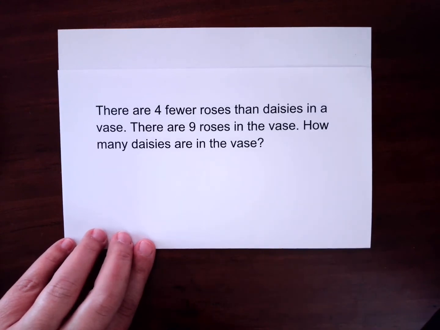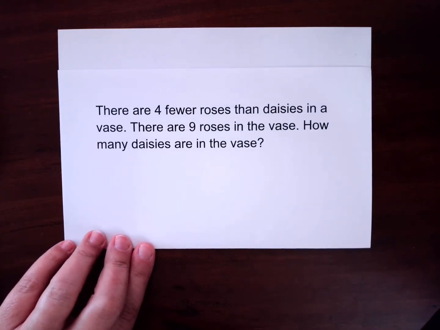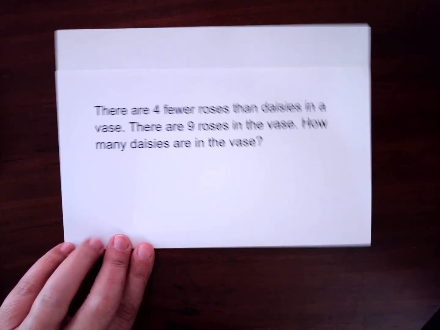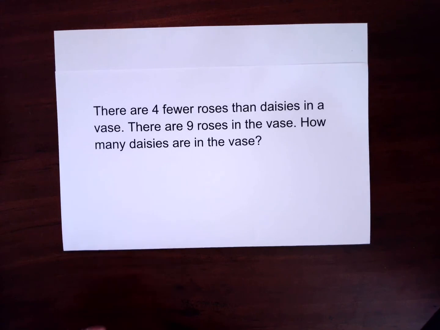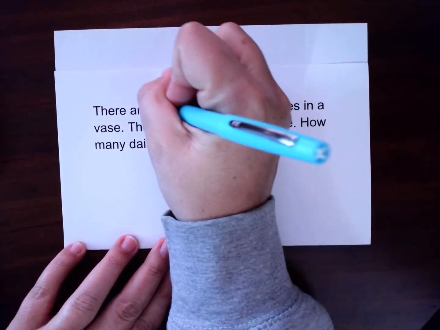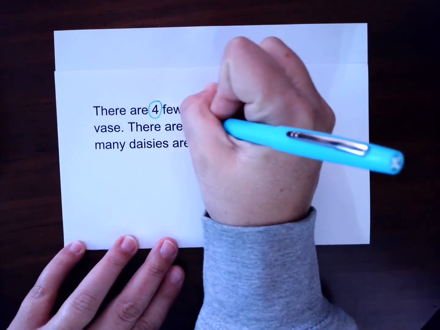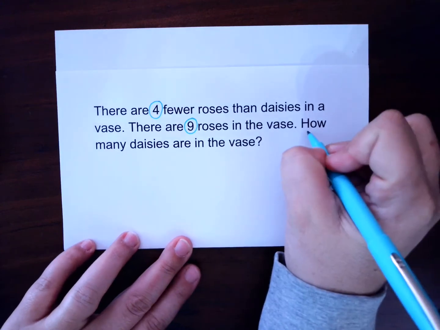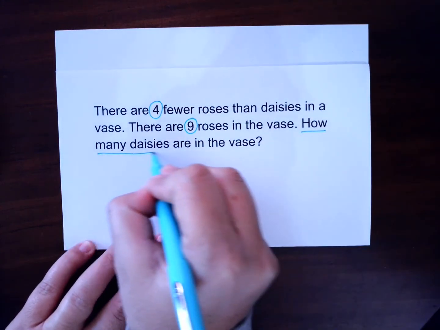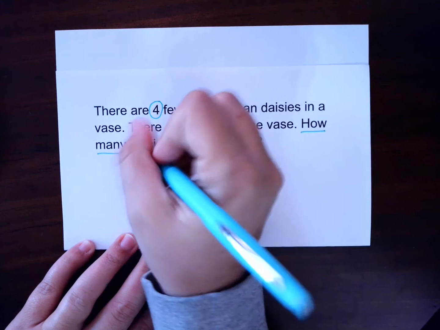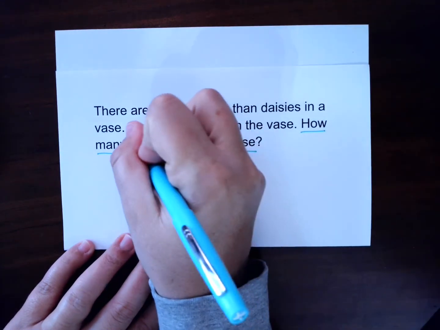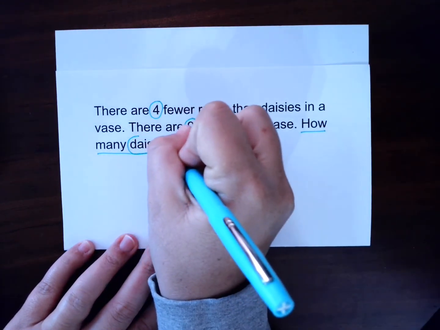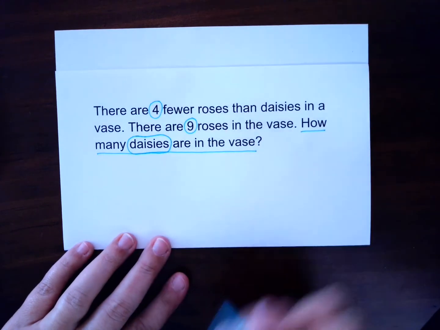There are 4 fewer roses than daisies in a vase. There are 9 roses in the vase. How many daisies are in the vase? So first of all, I'm going to go through and I'm going to circle my numbers. So I have 4 and a 9. I'm going to underline my question, which will help me find my label. So how many? My label is daisies because that's the word right after.